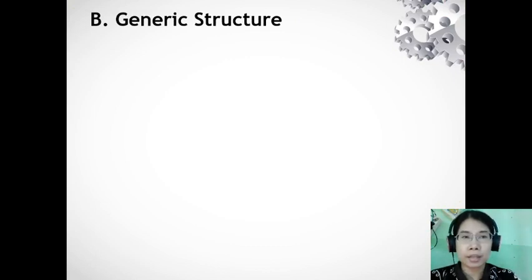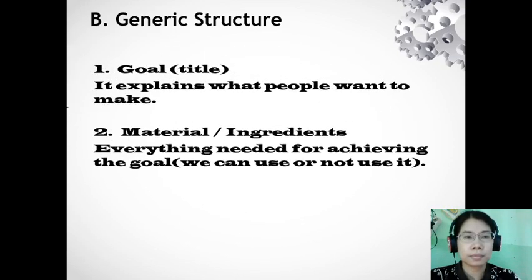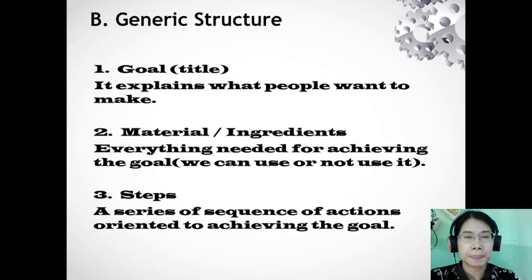Now, each tag has its own specific purpose, generic structure and also language features. Now, I have told you the purpose of procedural tags. Next, we're going to look at the generic structure of procedural tags. So when I'm talking about structure, it refers to the sections of the paragraph.